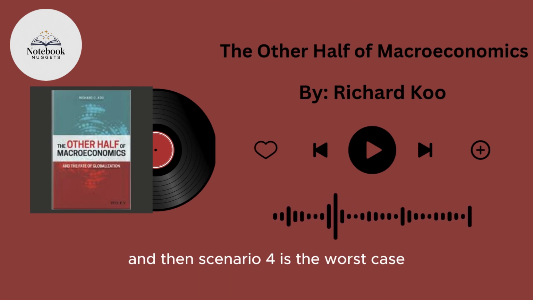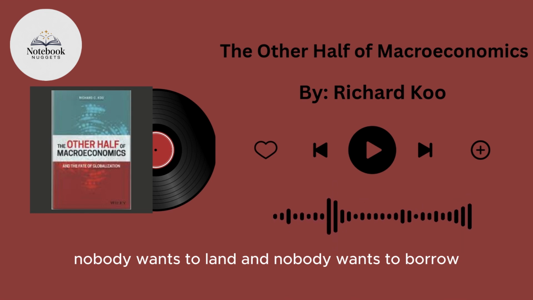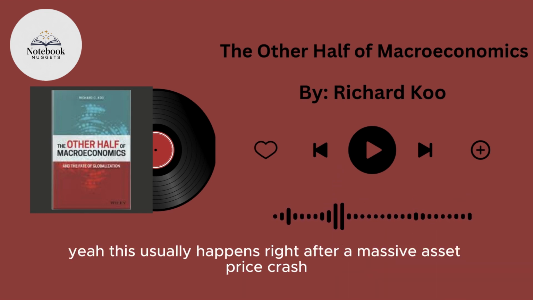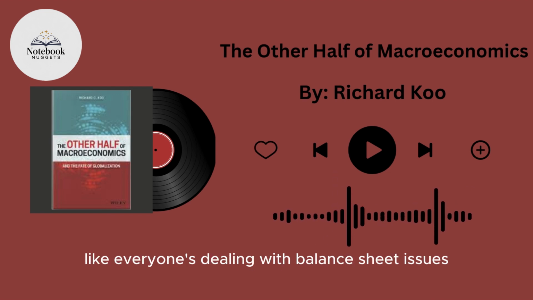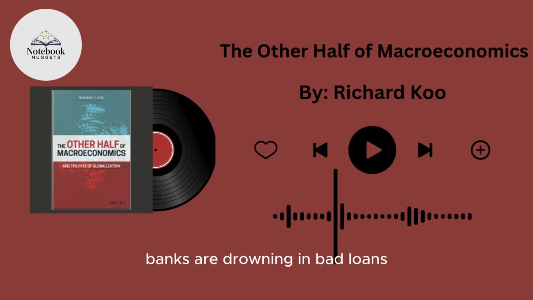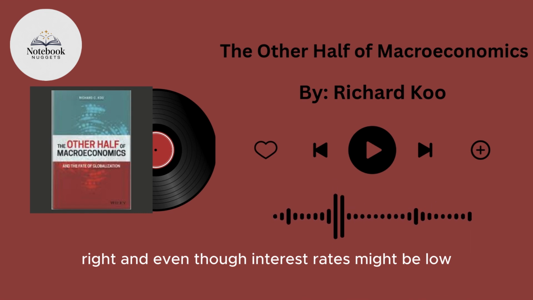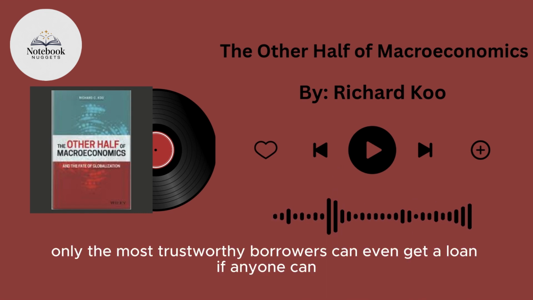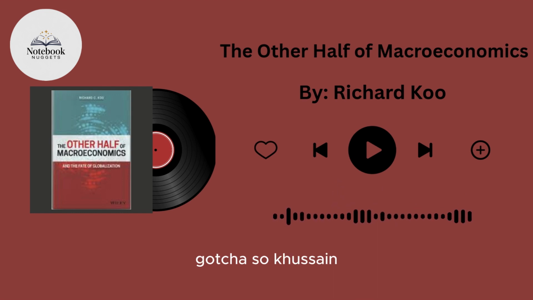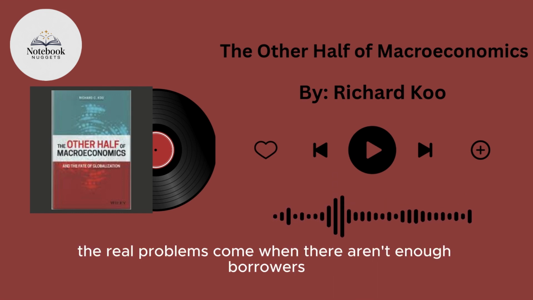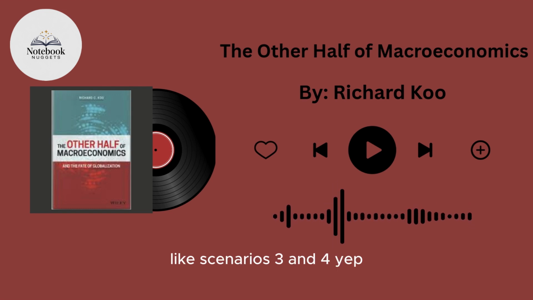And then scenario four is the worst case. Nobody wants to lend and nobody wants to borrow. Sounds rough. Yeah, this usually happens right after a massive asset price crash. Everyone's dealing with balance sheet issues. Banks are drowning in bad loans. Right, and even though interest rates might be low, only the most trustworthy borrowers can even get a loan, if anyone can. Gotcha. So Koo's saying the real problems come when there aren't enough borrowers, like scenarios three and four.